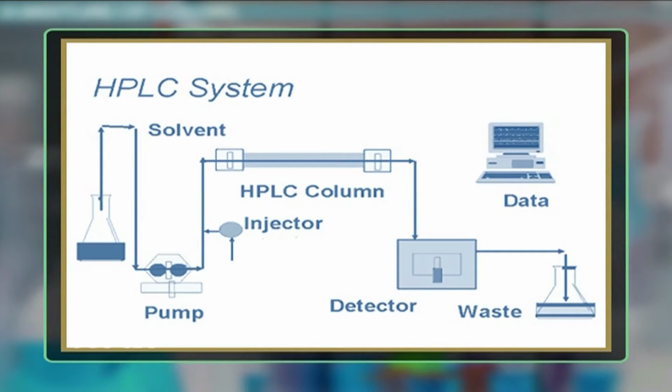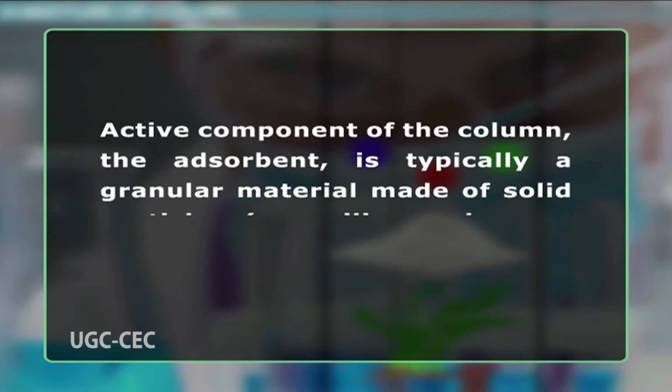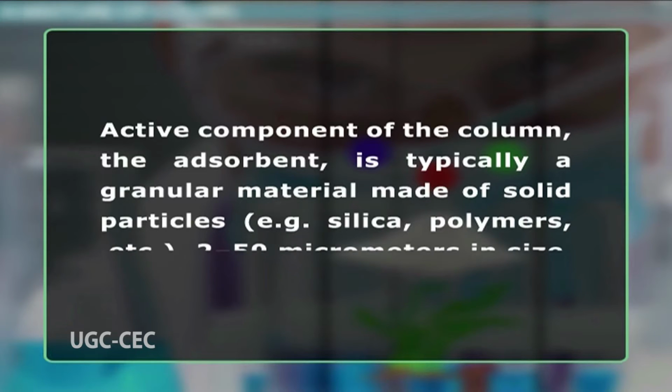Chromatography can be described as a mass transfer process involving adsorption. HPLC relies on pumps to pass a pressurized liquid and a sample mixture through a column filled with adsorbent, leading to the separation of the sample components. The active component of the column, the adsorbent, is typically a granular material made of solid particles, for example, silica, polymers, etc., 2 to 50 micrometers in size. The components of the sample mixture are separated from each other due to their different degrees of interaction with adsorbent particles.